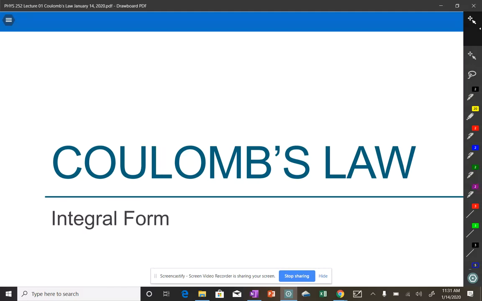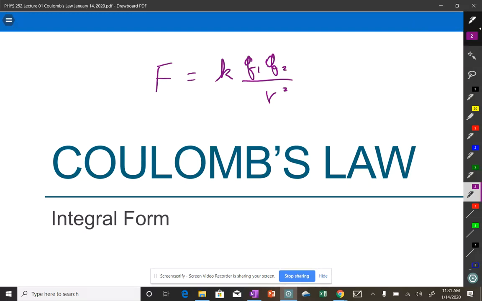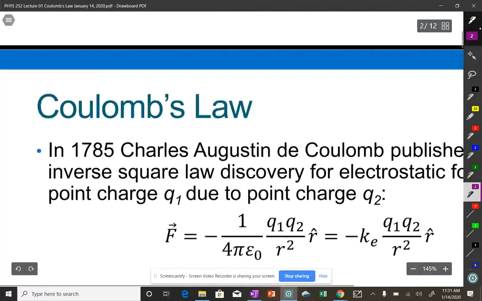So, Coulomb's law, we're going to look at the integral form. The last thing we saw in class yesterday was Coulomb's law with the magnitude equation. The force is equal to k Q1 Q2 over r squared. And we talked about how that looks just like the gravitational force. So we're going to be delving into this today, and I have like 4 slides before we get to calculus.